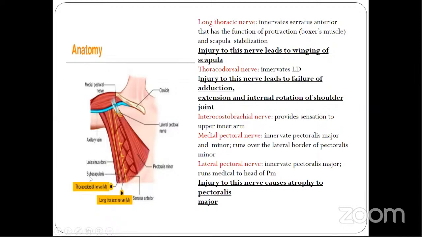We have the medial and lateral pectoral nerves. As we can see here, the medial pectoral nerve and the lateral pectoral nerve. The medial pectoral nerve innervates the pectoralis major and pectoralis minor, and runs over the lateral border of pectoralis minor. The lateral pectoral nerve innervates pectoralis major. So injury of this nerve will lead to atrophy of the pectoralis major muscle.